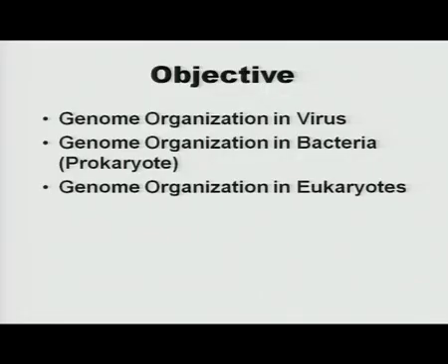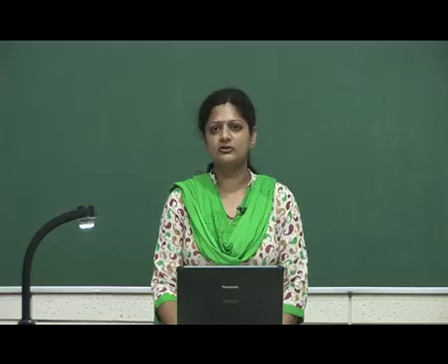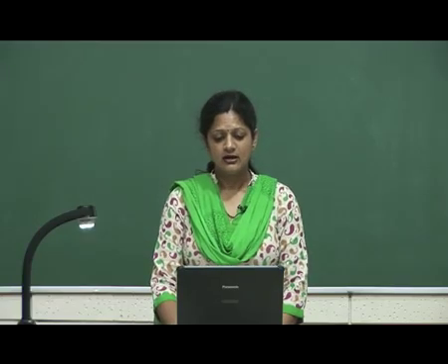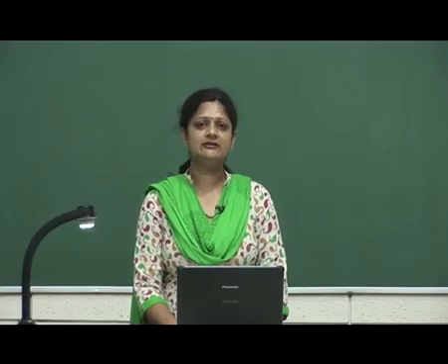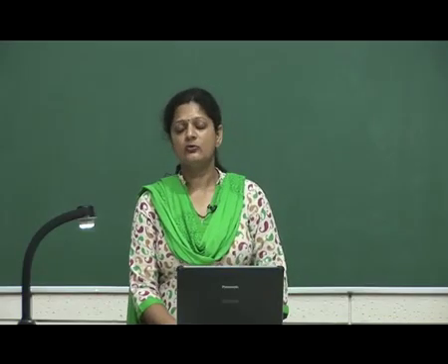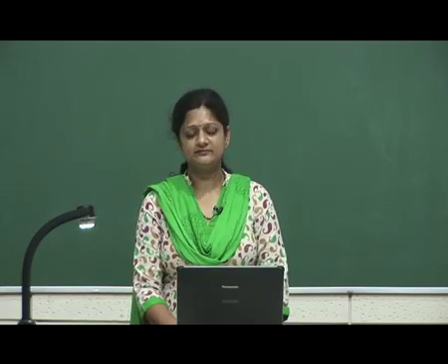Next to that, we will learn about genome organization in eukaryotes. Eukaryotes: eu means true, karyot means nucleus. So, eukaryotes are those cells, those living organisms which have a true nucleus, which have a nuclear membrane to enclose the genetic material, that is DNA or chromosome. In this topic, we will learn how the genome of the eukaryotes packs itself inside the cell, inside the nucleus, with the help of certain proteins.